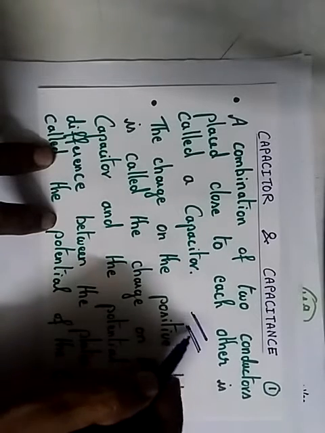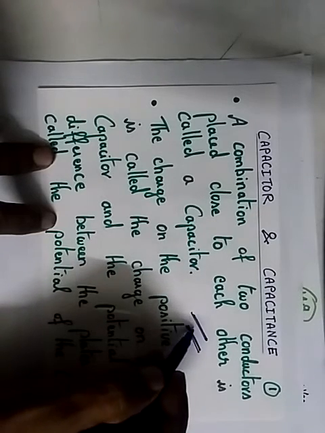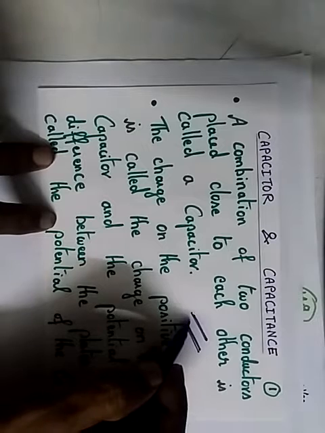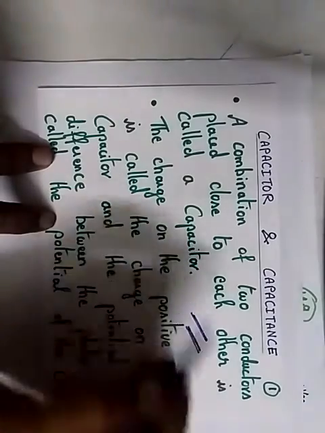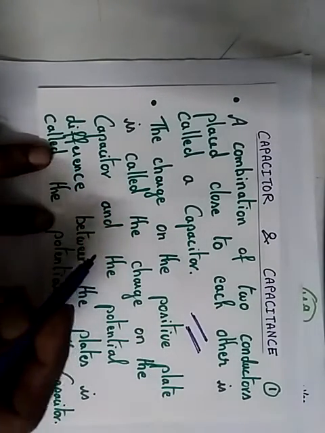So this is one conductor, another conductor. In between there is a dielectric. Diel means non-conductor, or it can be air also. Air is also an insulator. If that is the case, we can form a capacitor.